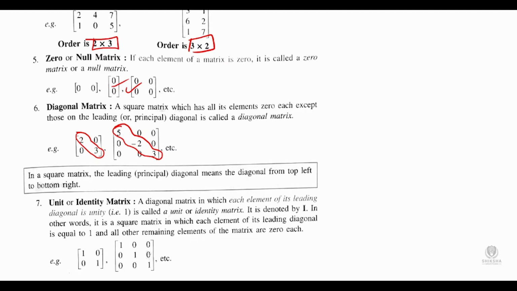And a unit or identity matrix is also a diagonal matrix, where it has only 1 as the element in the diagonal, and the others are 0. It is called a unit matrix or identity matrix. The reason is that if you add, subtract or multiply any number with it, it becomes the same.